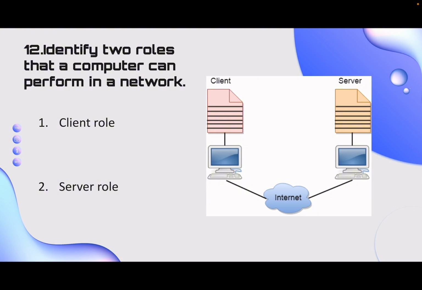Clients request information or services from servers, and examples of client activities include browsing websites, checking email, or printing to a network printer. The second role we'll discuss is the server. A server is a computer that provides services or resources to other computers on the network. Key points about servers are, for example, servers are usually more powerful computers designed to handle multiple requests. They store and manage resources like files, websites, or databases, and examples of server types include website servers, file servers, and email servers.